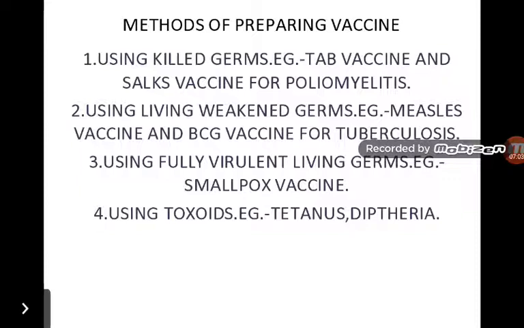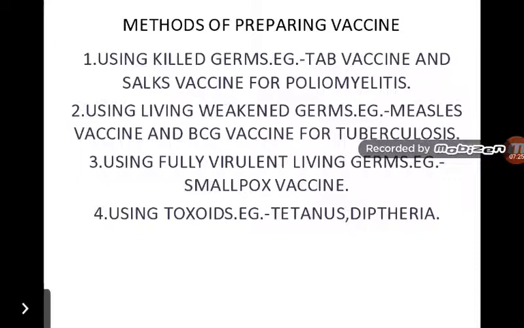Then using living weakened germs. The living germs are treated in such a way that they become very weak, and as such they cannot cause the disease. They can induce antibody formation in the body. Example, the vaccine for measles and the freeze-dried BCG vaccine for tuberculosis.